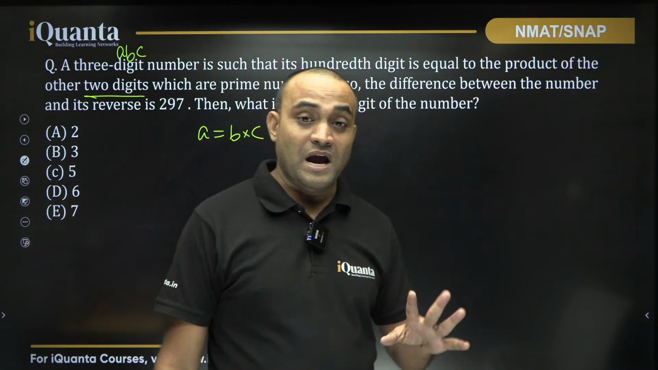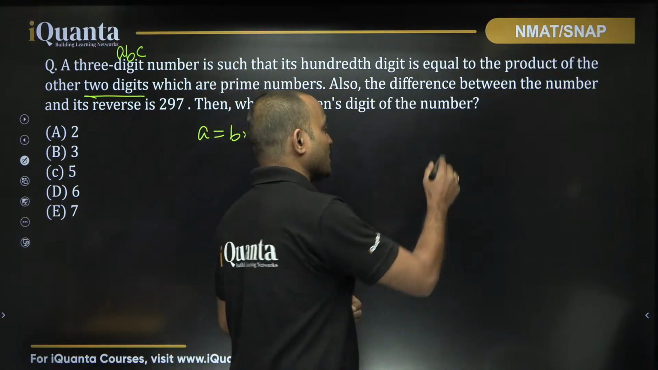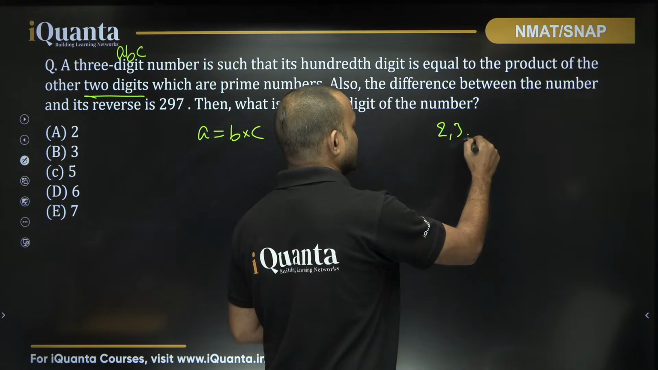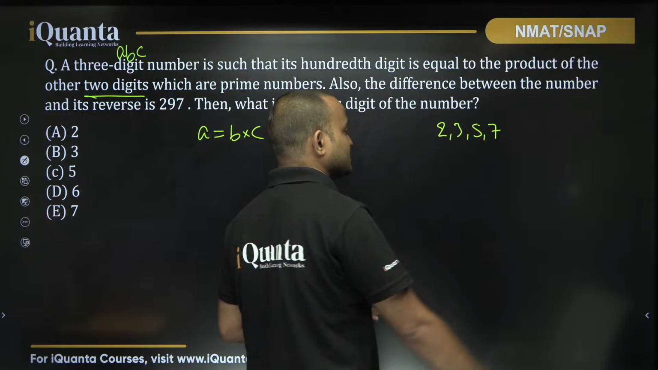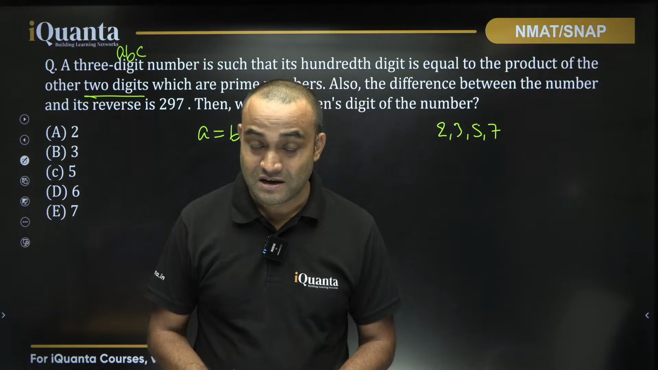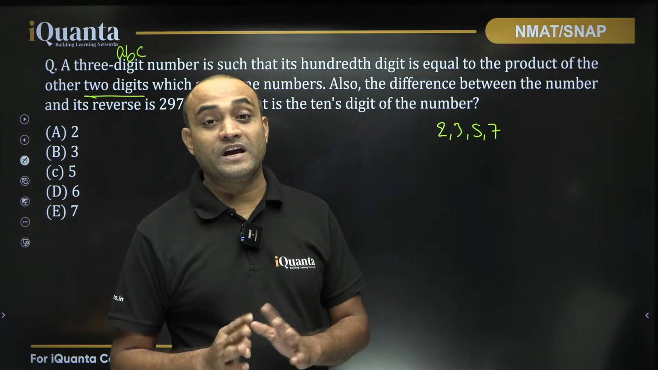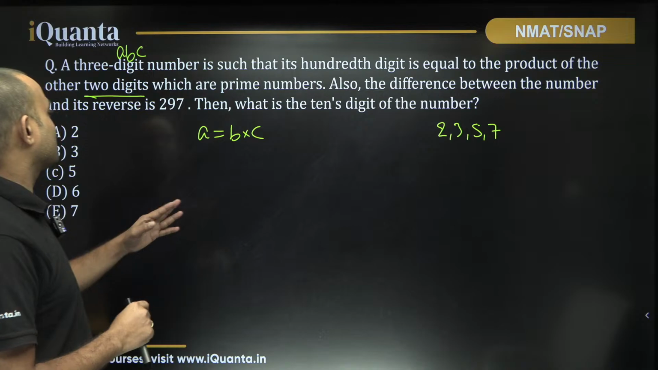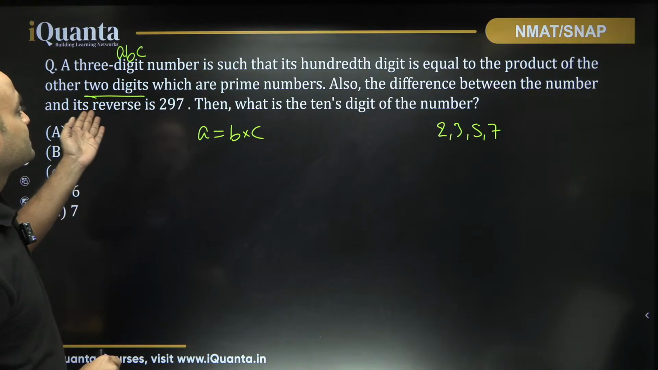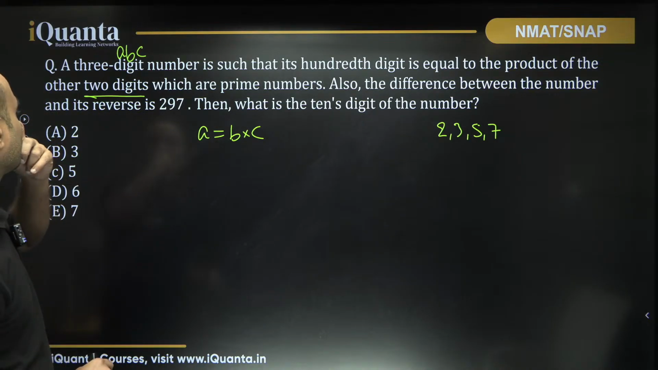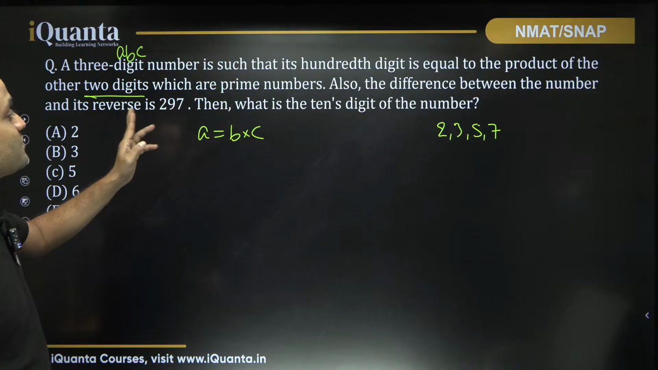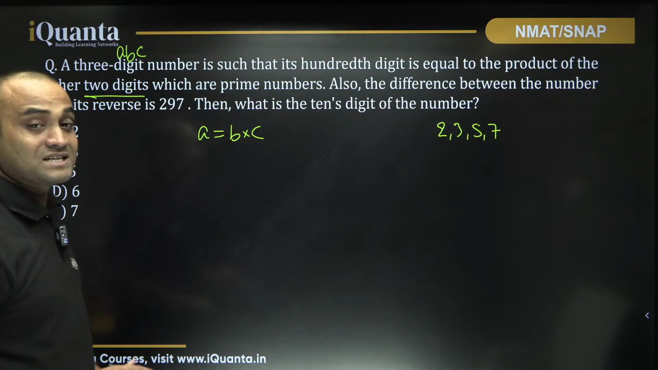So prime numbers in single digit, what do we have? We have 2, 3, 5 and 7. These are the prime numbers in single digit. But product of any of these 2 is equal to the third one, right? It says the 100 digit is equal to the product of other 2 digits which are prime numbers. So क्या ले सकते हैं हम? 2 और 3.